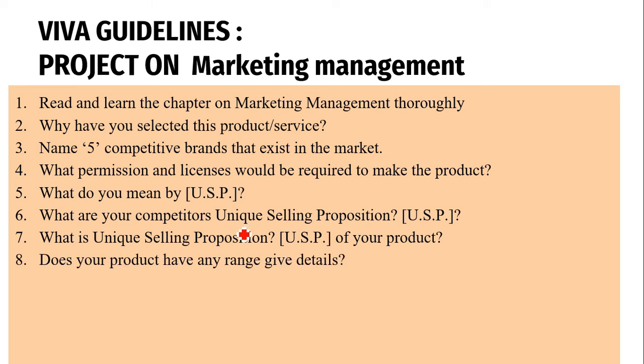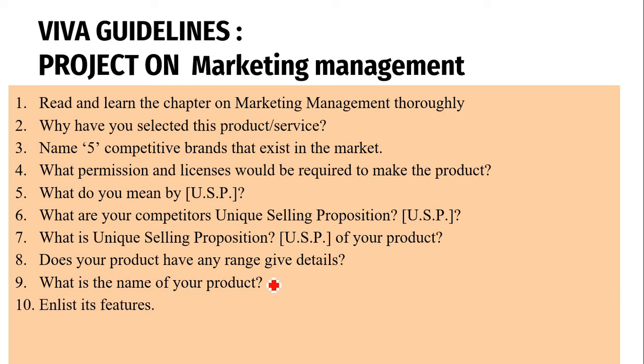Then does your product have any range, and if it has a certain range, give the details of the range. If it is a juice, what are the different flavors which are available for the juice? It comes under the category range. Then what is the name of the product which you have thought of, and why you have thought of that particular name, and what are the features of your product?